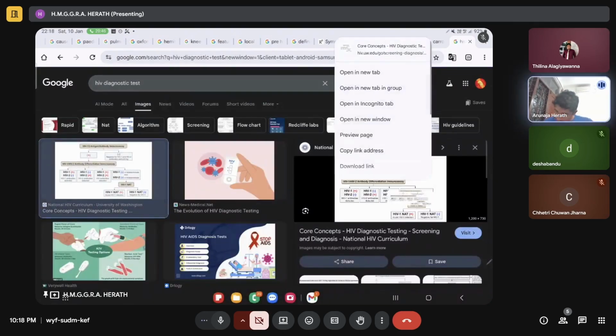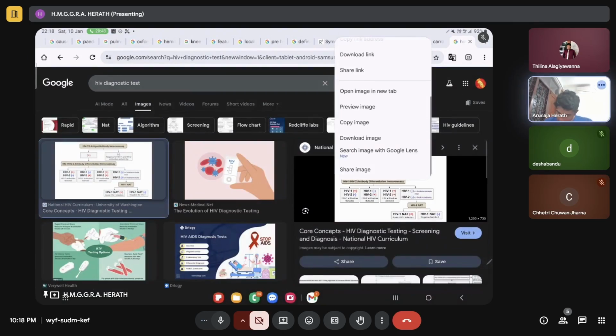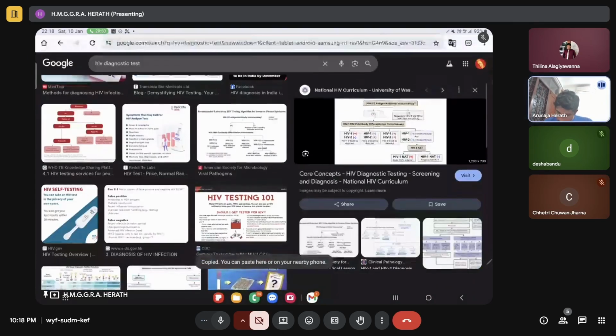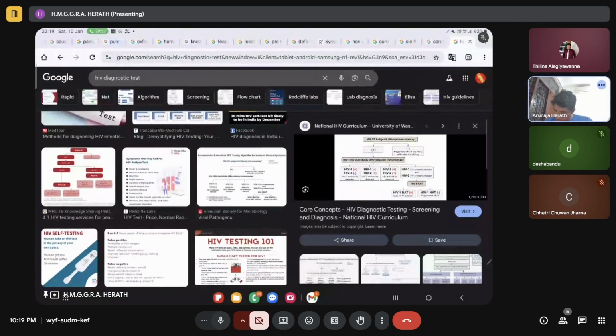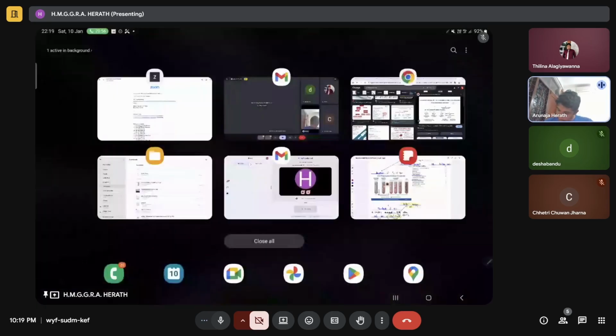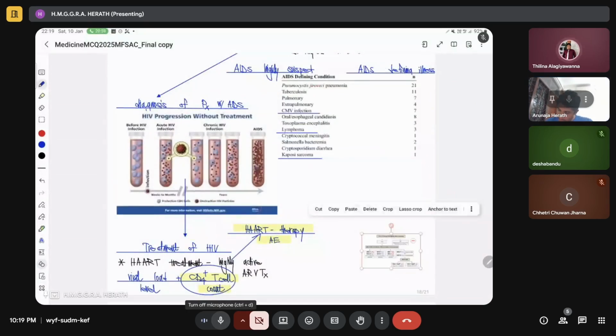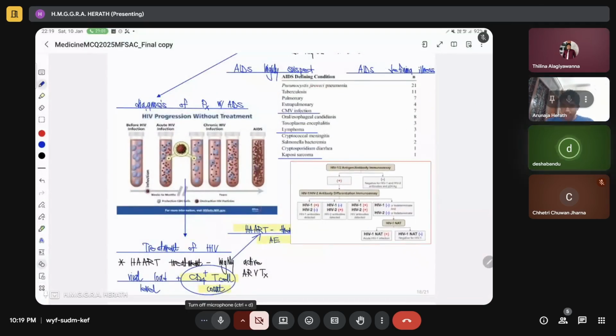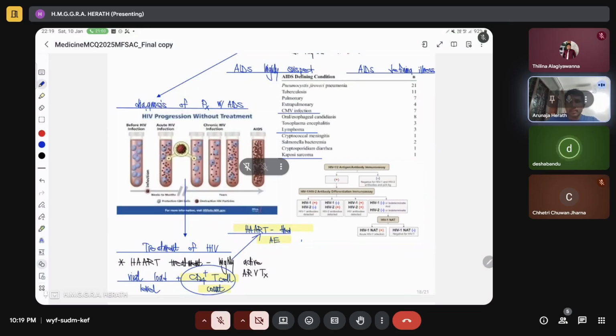What is the commonest type of HIV in Sri Lanka? There are two types, no? HIV 1, HIV 2. What is the commonest HIV type in Sri Lanka? Let's see.